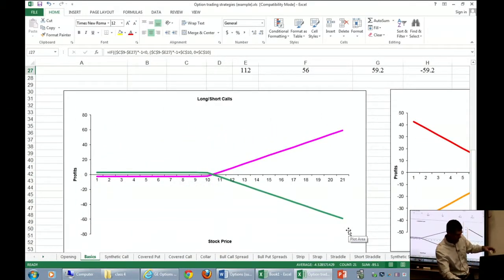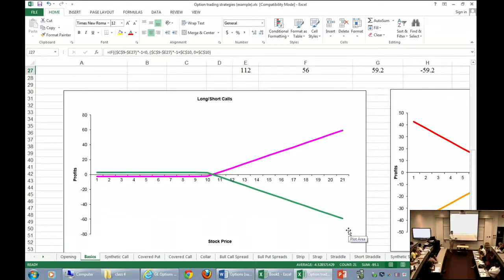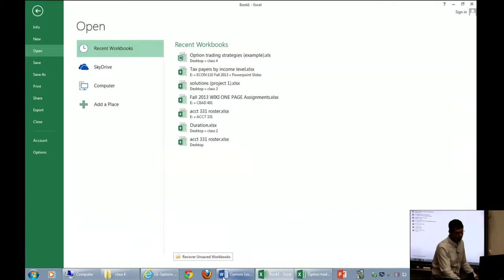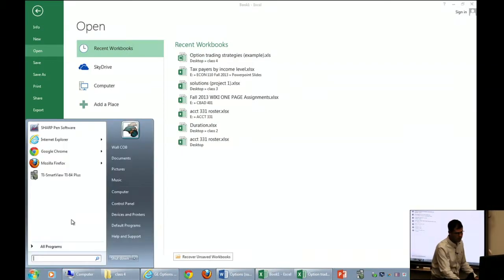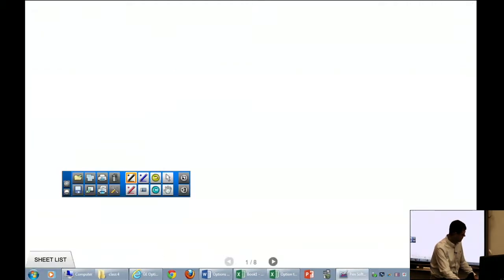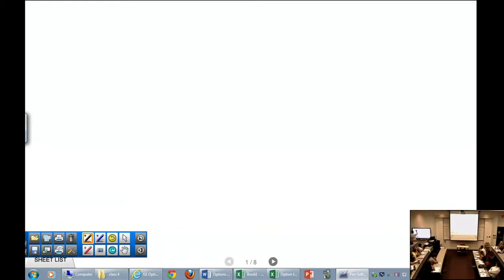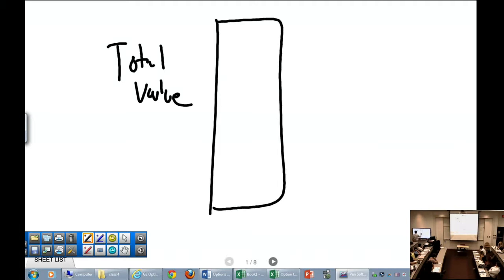So if you look at that, again, that is the value of this piece of paper at the expiration moment. Okay, so if I remember, this is a total value of the option. Some of this is time value, and some of it's intrinsic value.